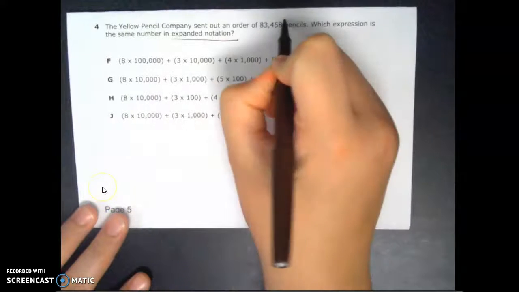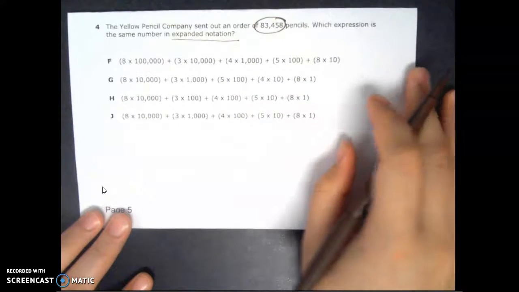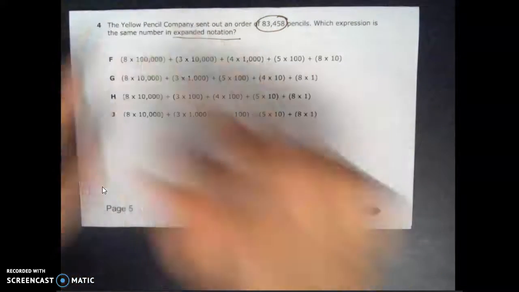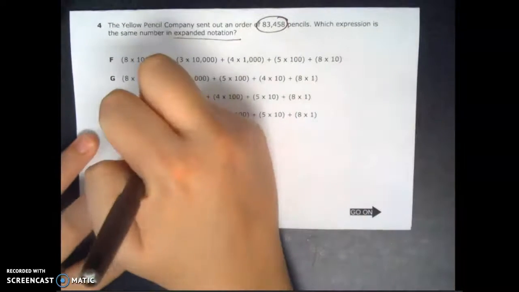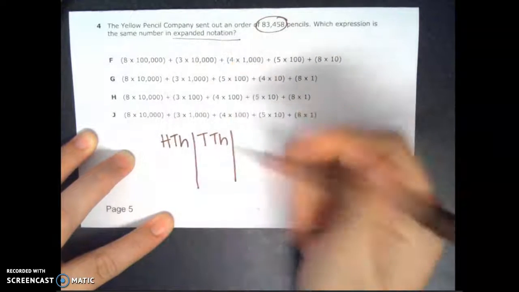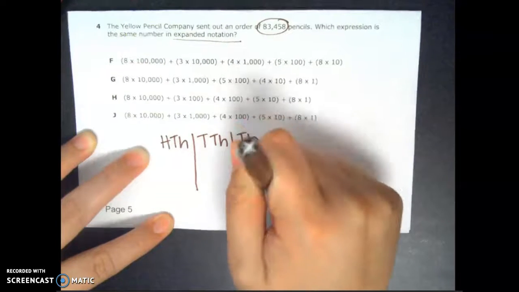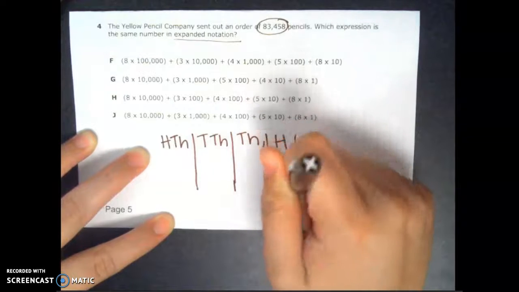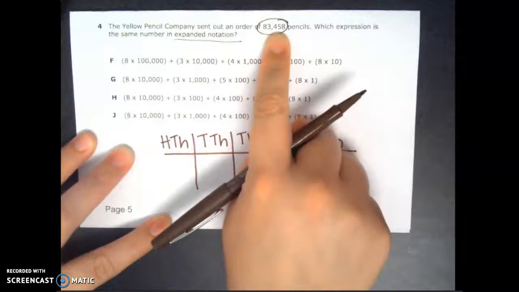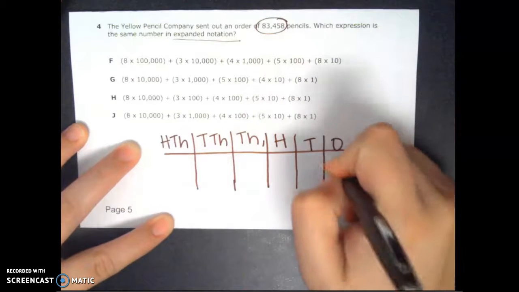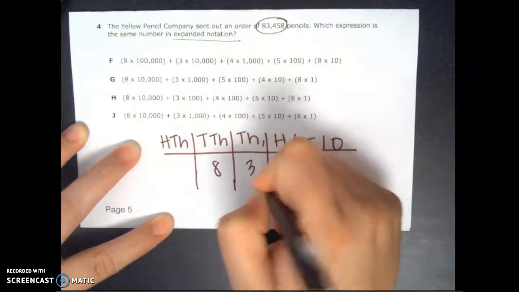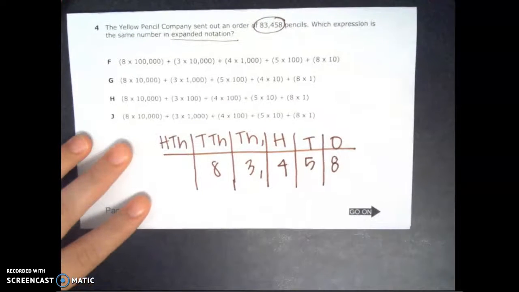First of all, I'm going to plug this number into my place value chart. When you're dealing with place value, you almost always have a place value chart. When in doubt, just create one. So I have 100,000s, 10,000s, thousands, comma, hundreds, tens, ones. 83,458. There's my number plugged into my place value chart.